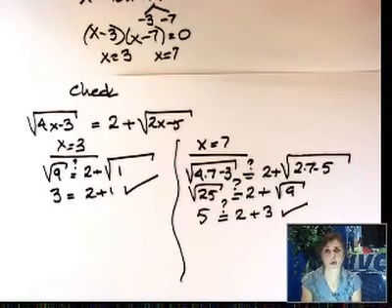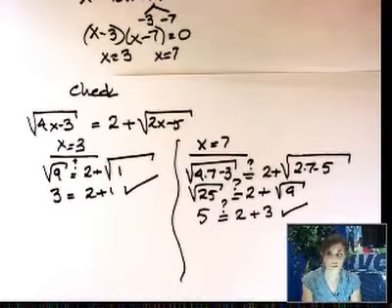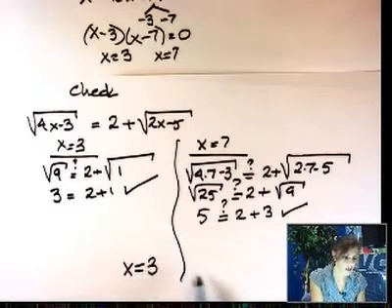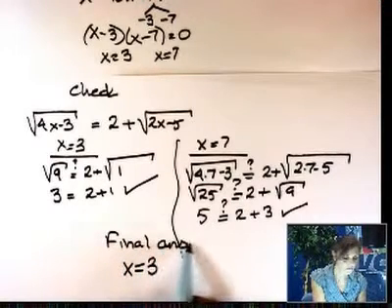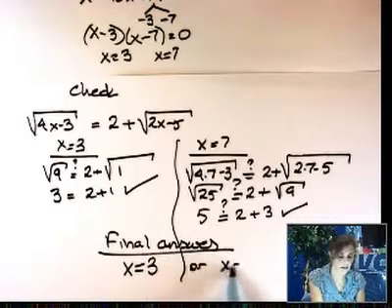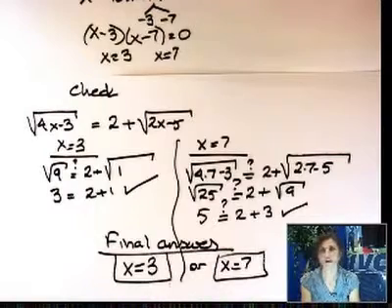Now, do you remember what we did? We did one example where nothing worked. The other one, only half of it worked. And in this one, you have 2 answers. They checked out. X equals 3. Here's the final answer. X equals 3 or x equals 7. Okay? So both of them did work. And this is the end of this section.